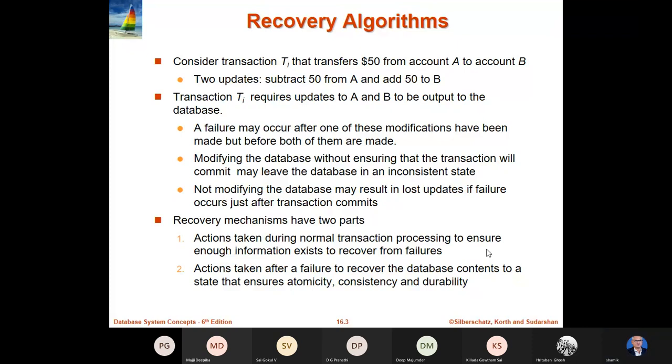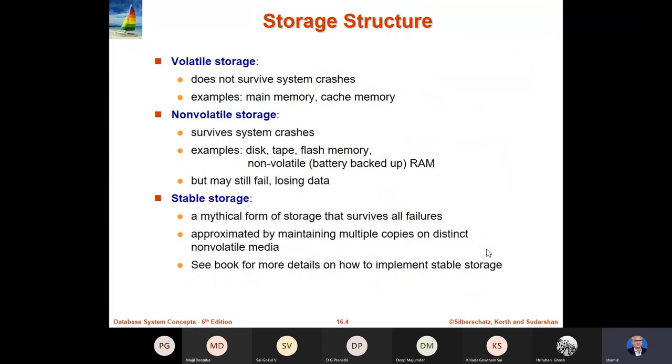Remember that this last bullet, the recovery mechanisms, indeed has two parts. One is the actions we need to take during normal transaction processing, which will ensure that enough information exists to be able to recover from failures. And the second part is that, because we have taken action during normal execution, when there is a failure, we will be able to take a well-defined set of actions to ensure that the properties of atomicity, consistency, and durability are maintained.